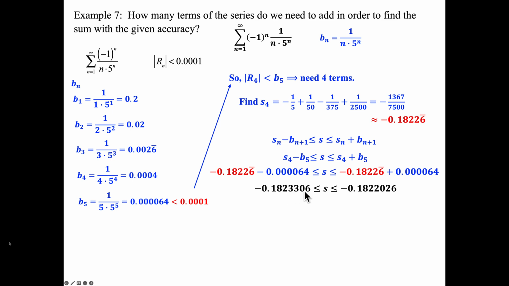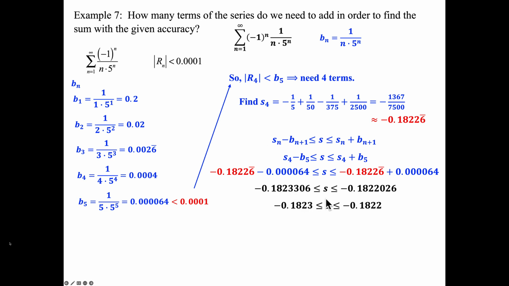0.1823306. I went out several decimal places because we're only going to go out to 4 decimal places, so I really wanted to expand this out to show you the accuracy of this. Negative my s sub 4, that sum, plus that b sub 5 gives me this decimal. Now remember, we want to be accurate within 4 decimal places. So we have 4 decimal places: 1, 2, 3, 4. This 3 is not going to make that 3 move. Boom. 1, 2, 3, 4. 0 is not going to do anything with that 2. Boom. We're off by 0.0001. That was my error.